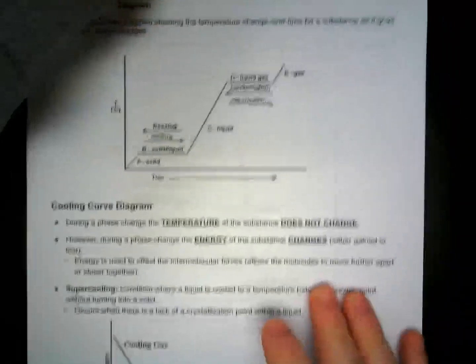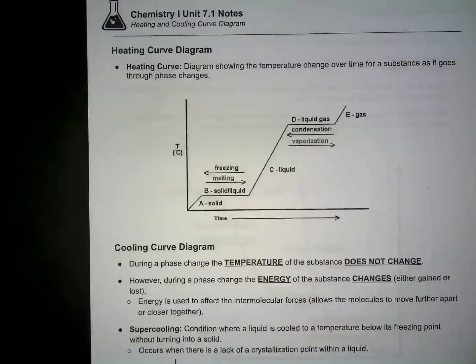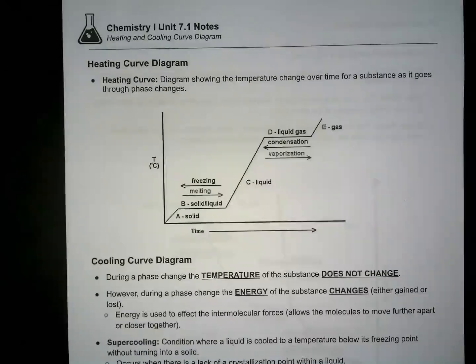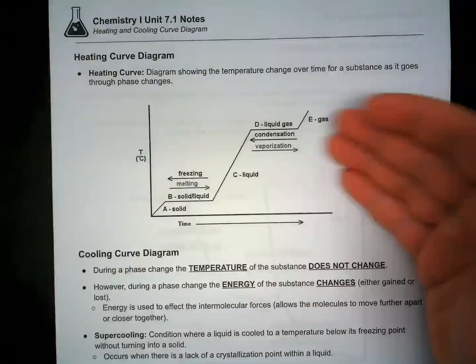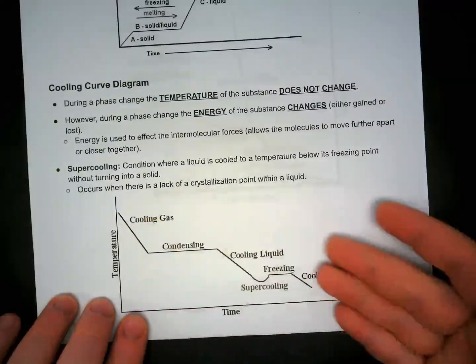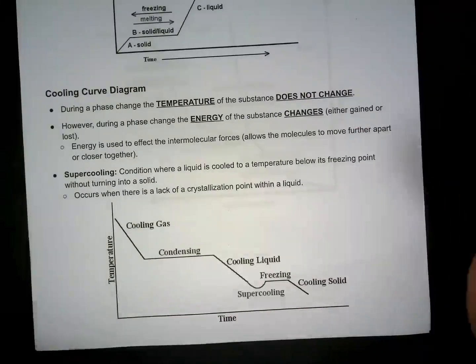Sheeline here. This is going to be the video lecture notes covering the Unit 7.1 notes, where we're going to be taking a look at the heating and cooling curve diagram and kind of make sense of all of it. So just real quick, that's what we have here. We've got the heating curve diagram. We also have a cooling curve diagram, which pretty much work exactly the same way for the most part.